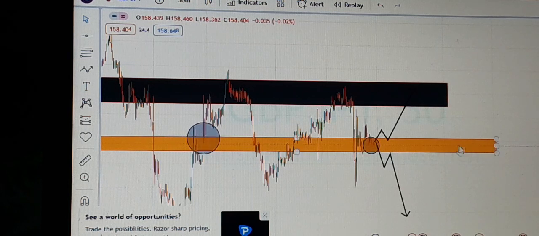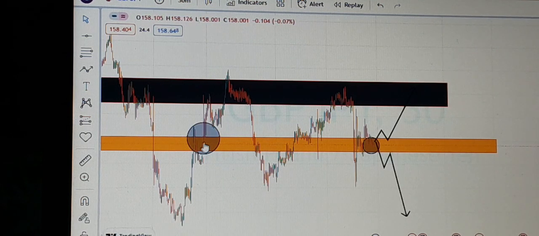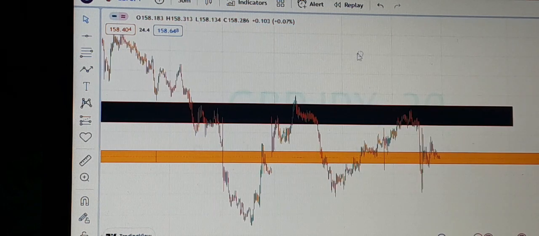So I've just shown you guys how to use the Fibonacci to plot zones, and to trade the zones that you have just plotted using the Fibonacci.